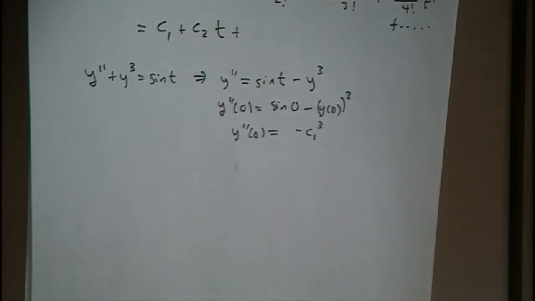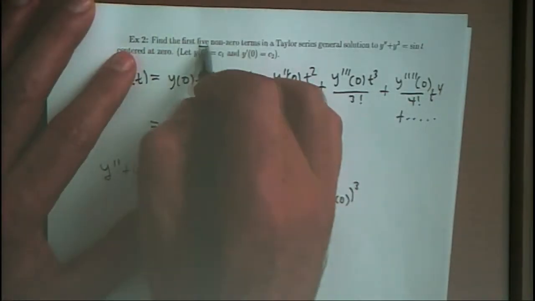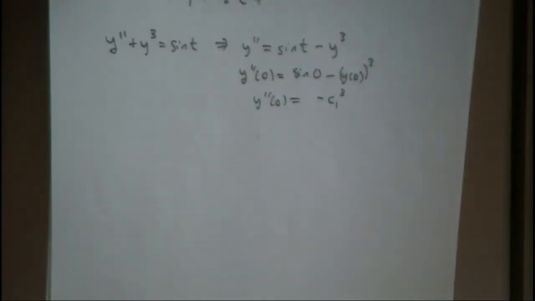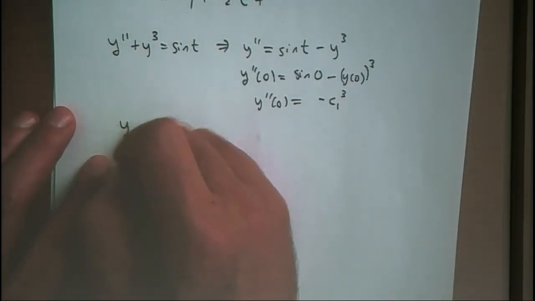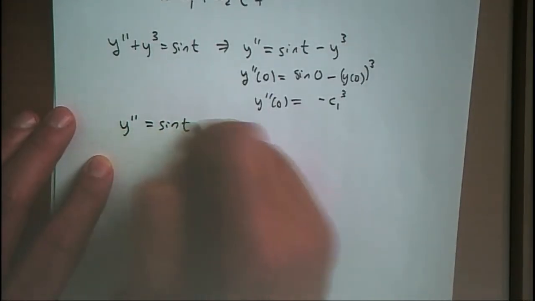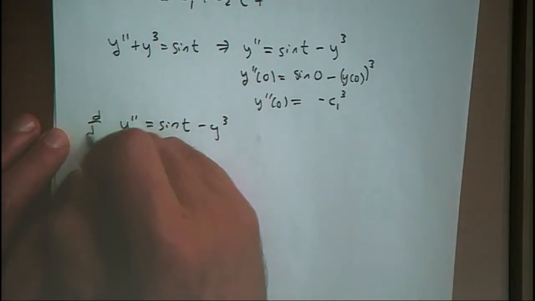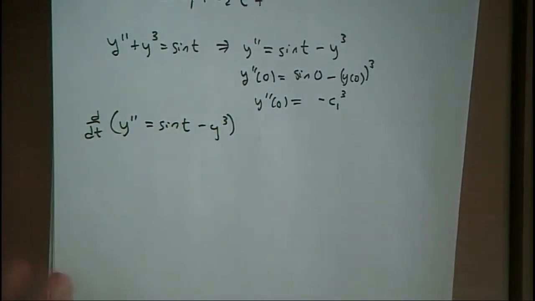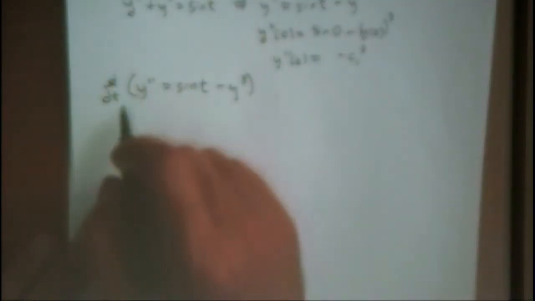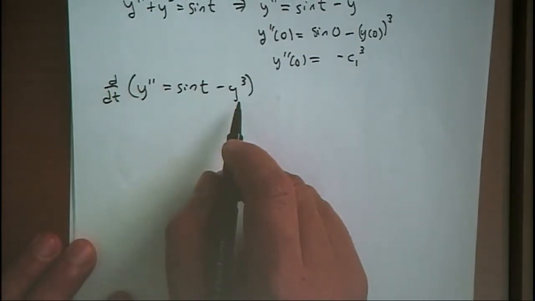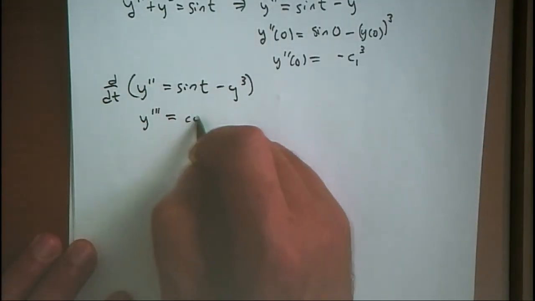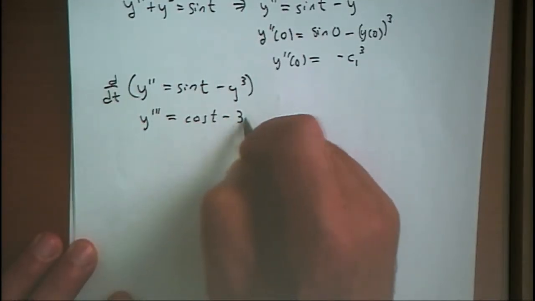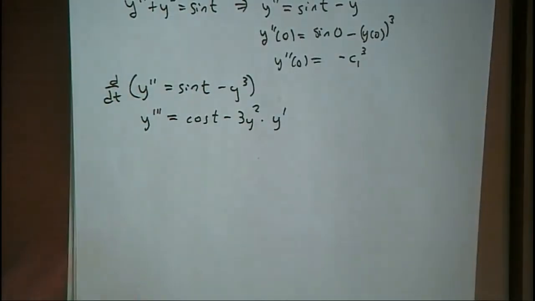Well, let's keep going. We're going to need 5 of these things, so let's take a derivative now. We had y double prime equals sine t minus y cubed. We need to differentiate both sides of this with respect to t. Here we actually have some t's and some y's, so in some sense it's less confusing. y triple prime is equal to the derivative of sine, which is cosine t, and then this, of course, is minus 3y squared times y prime. Again, we're differentiating with respect to t.